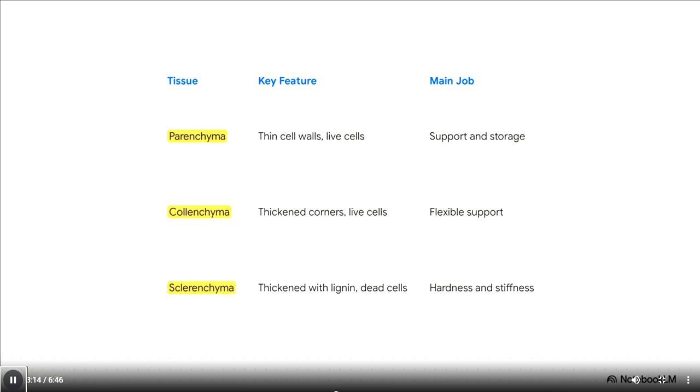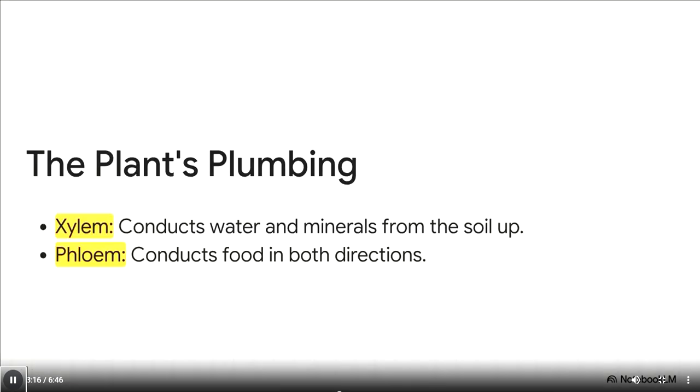Yep, that's sclerenchyma. The other type of permanent tissue is called complex tissue. This is basically the plant's internal plumbing system.